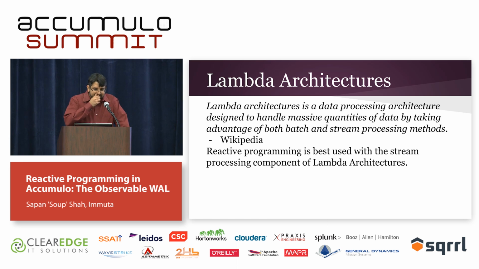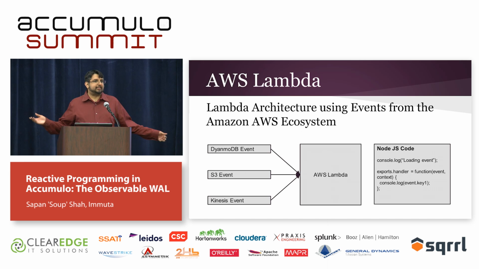So Lambda processing is a data processing architecture designed to handle massive quantities of data by taking advantage of both batch and streaming processing methods. Reactive programming is best used with the speed layer of Lambda architectures. So perhaps the greatest and newest Lambda architecture out there is AWS Lambda. Amazon built their own version of Lambda and they built it to run on top of their ecosystem, which is great. So what happens is, for those of you who haven't played with AWS Lambda, highly recommend it.